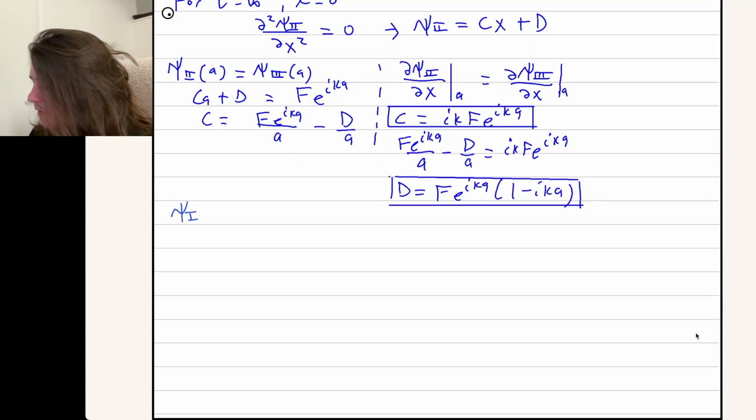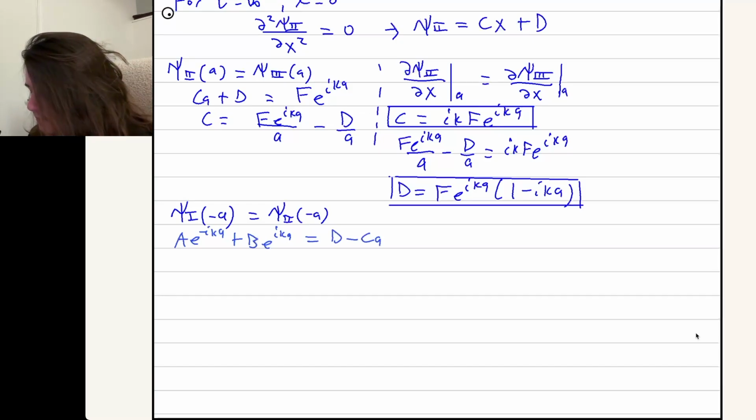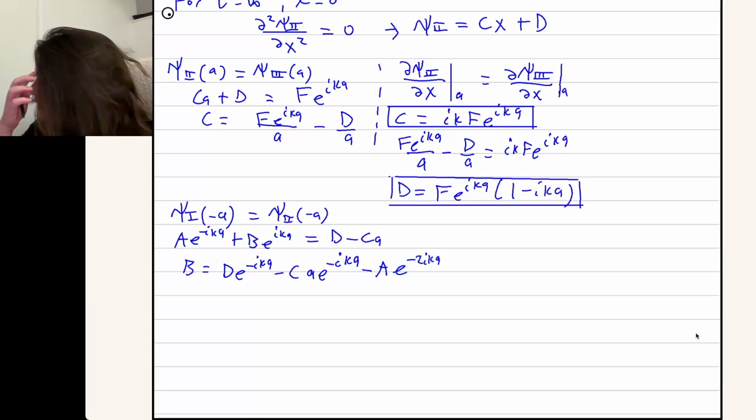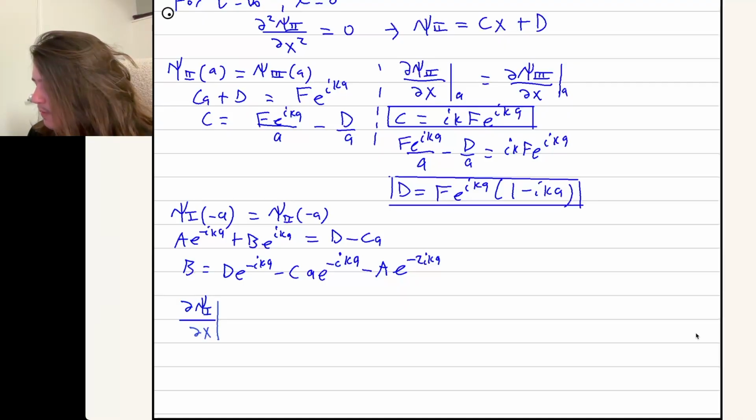Finally, we can check psi 1 at minus A equals psi 2 at minus A. So we'll have just A e to the minus iKa plus B e to the positive iKa equals D minus C A, and we'll use this to solve for B. So we'll have B equals D e to the minus iKa minus C A e to the minus iKa minus A e to the minus 2iKa, and then we'll check the smoothly varying boundary condition at minus A. Del x at minus A.